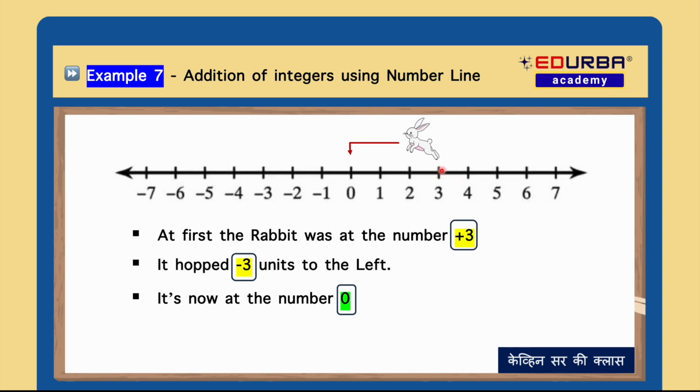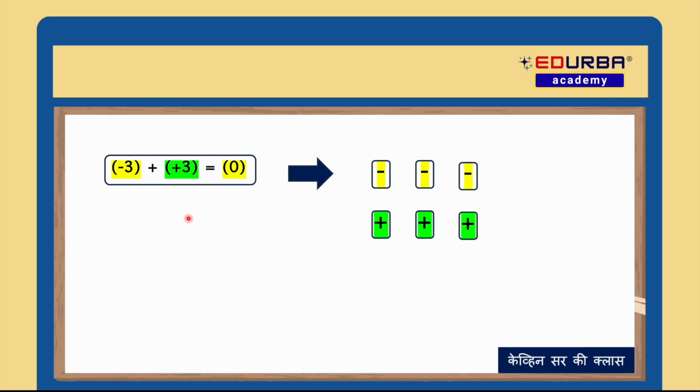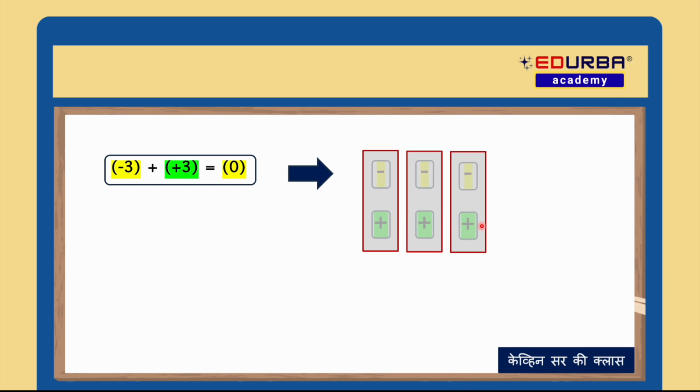So for example, if the bunny is at 3 and it is jumping 3 positions to the left, that means minus 3, it is going to reach 0. Suppose this bunny was at minus 3 and it jumps 3 positions to the right, still it will reach 0. So two opposite numbers will always cancel each other. So plus 3 plus minus 3 is going to be 0. I can show this with the sign boxes also. There are 3 negative and there are 3 positive boxes. They cancel each other, and that's how we have the answer as 0.